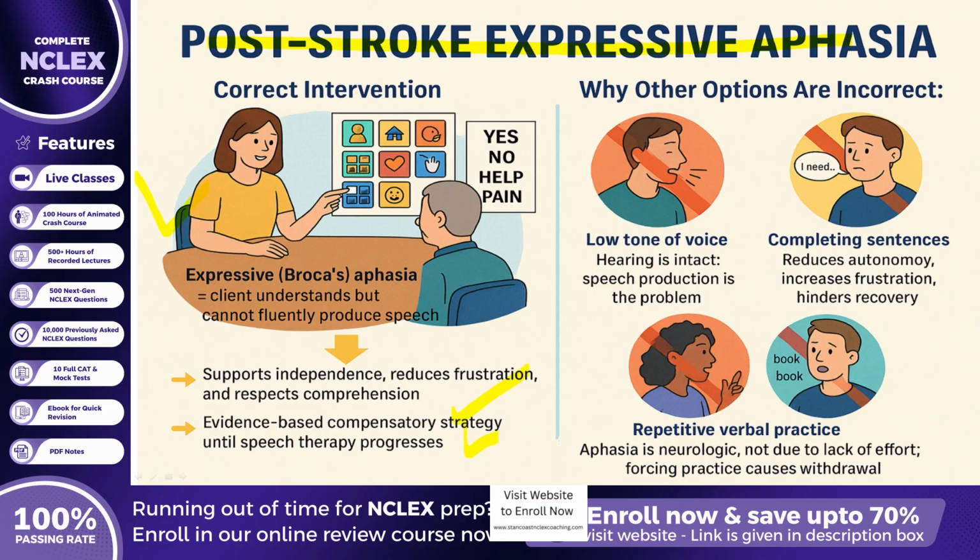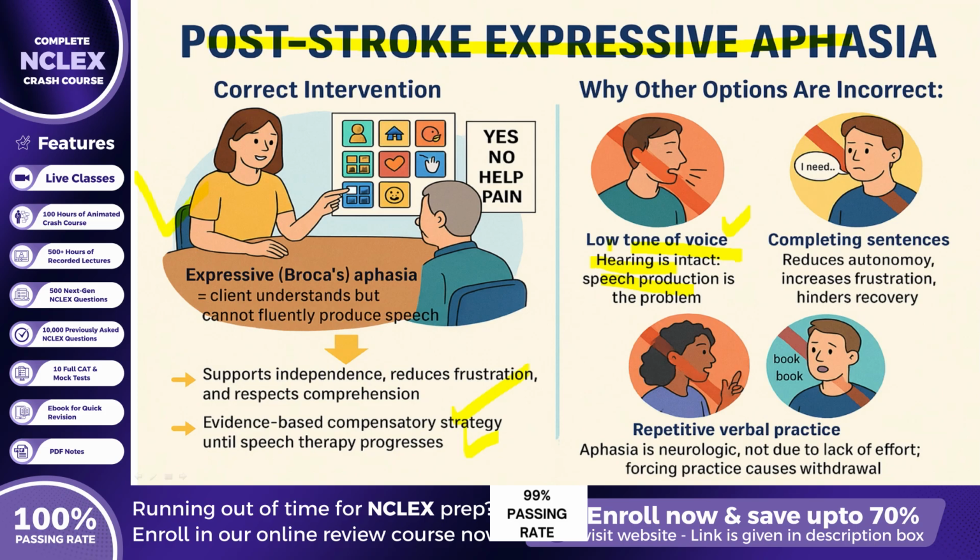Looking at why the other options are less appropriate, let us start with Option 1, which recommends speaking in a low tone of voice. This is incorrect because expressive aphasia does not involve hearing deficits. Lowering tone will not improve communication since the challenge lies in producing speech, not in hearing or understanding language. Clear, simple, and respectful communication is always good practice, but tone adjustments do not address the underlying neurologic impairment.